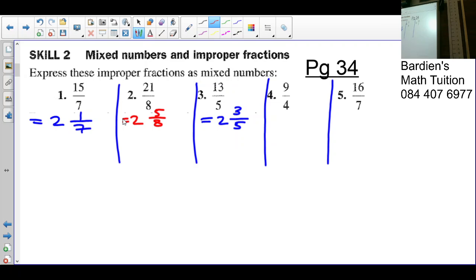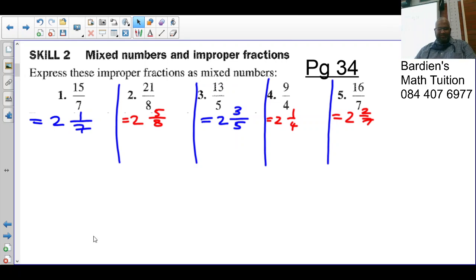In number 4, 4 goes into 9, 4, 8. So it goes twice. How much remaining? 1 over 4. The next one. 7 going into 16. 7, 14, twice. And 2 over 7. That's why I said this guy liked the number 2. No? But you guys understand? Yes, sir.